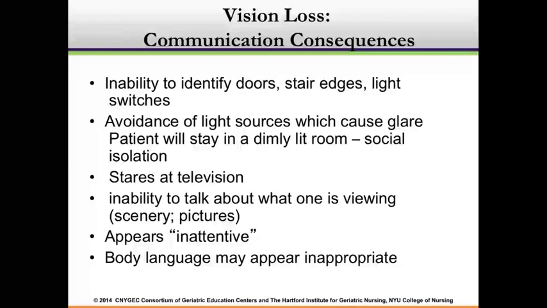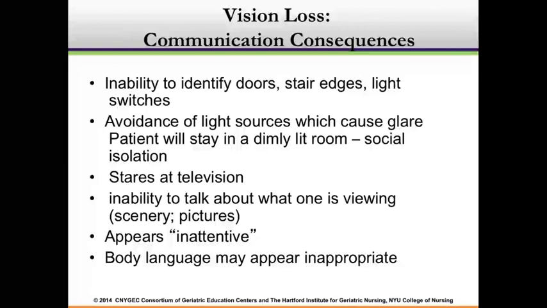So vision loss has, again, some communication consequences, and you're going to start to see some common elements of all of these physical losses. Specifically, inability to identify doors, stair edges, light switches, avoidance of light sources which cause glare. Patients will stay in a dimly lit room and have social isolation. They will just stare mindlessly at a television. They will have an inability to talk about what one is viewing or seeing so that they cannot participate in social conversations as easily. Even though they can hear, they can't see as well.